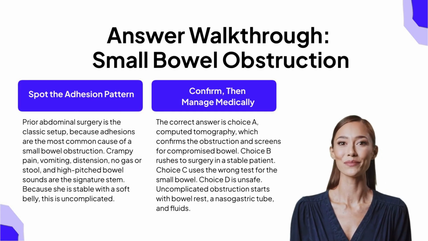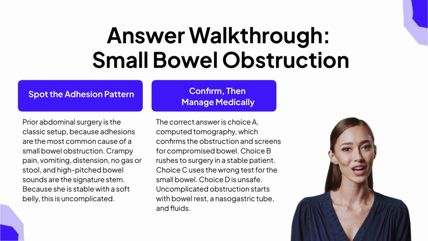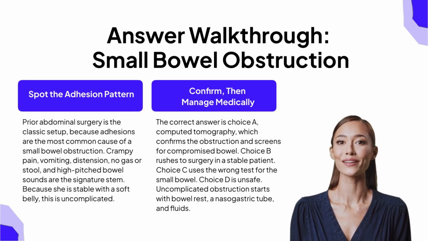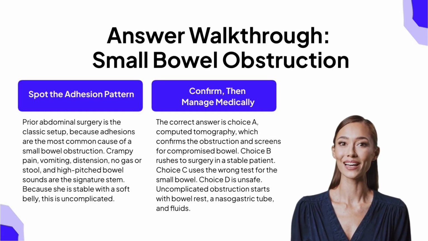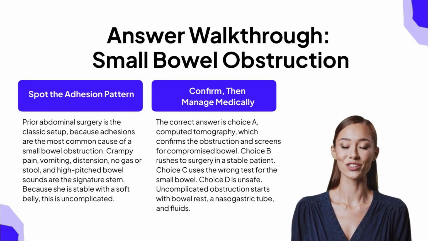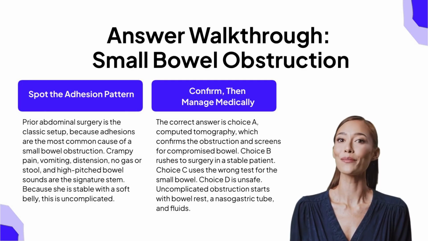Here is the reasoning. A prior abdominal operation is the classic setup because adhesions are the most common cause of a small bowel obstruction. The crampy pain, vomiting, distension, not passing gas or stool, and high-pitched bowel sounds are the signature stem. The correct next step is choice A, computed tomography of the abdomen and pelvis, which confirms the obstruction, shows the transition point, and screens for danger signs like compromised blood supply to the bowel.